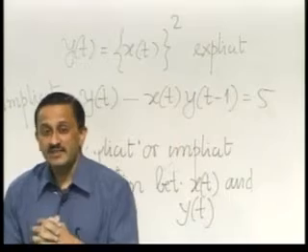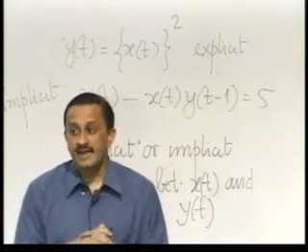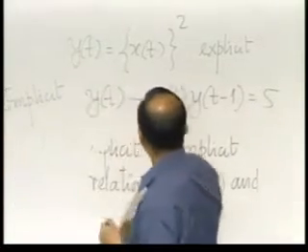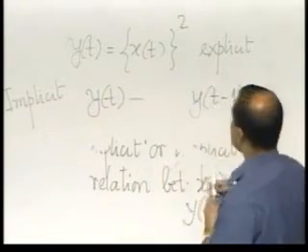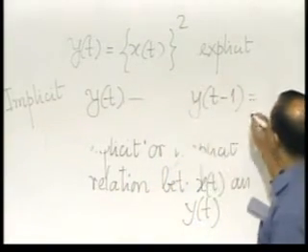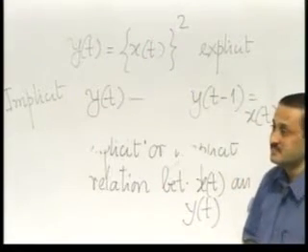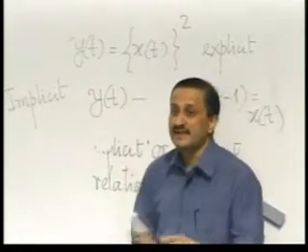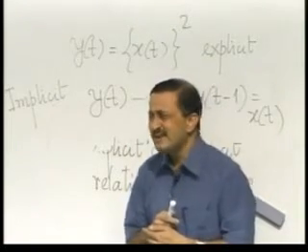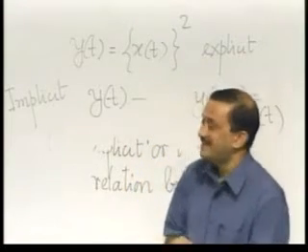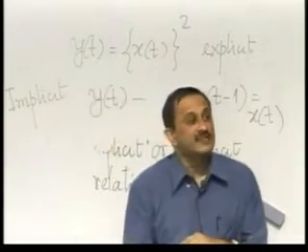Now, explicit is a little tricky. For example, what would you call a description like this? Suppose I had this situation: yt minus yt minus 1 is xt. What should we call this? Should we call it explicit or should we call it implicit? Well, people differ in their opinions. But I think we can safely call it explicit.